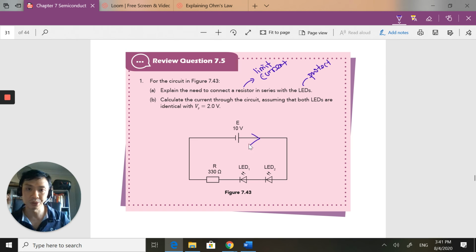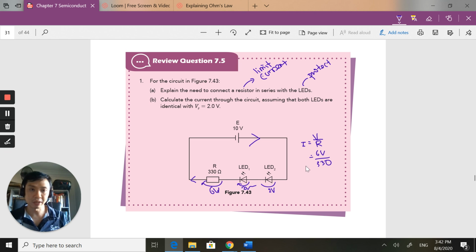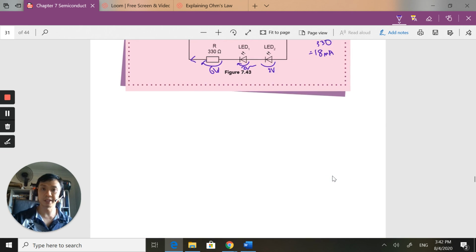Okay, so let's look at part B. What is the current flowing through here? Assume both LEDs are identical, VF 2 volts. So I have a voltage drop of 2 volts here. I've got a voltage drop of 2 volts here. I want to find out what is the current here, because remember, the current will be the same as this. First of all, I got to find out what's the voltage drop here. I start off with 10, I drop by 2, I drop by 2, and therefore I'm left with 6 volts here. So applying Ohm's law, I equals V over R. V is 6 volts. R is 330. Let me pause. Okay, so after I press my calculator, I find that this gives me 18 milliamps.